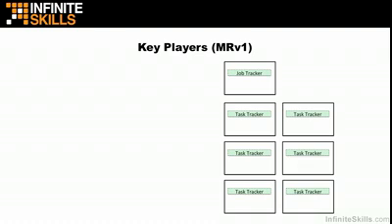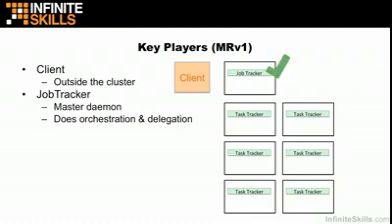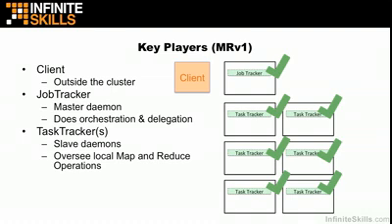First of all, let's look at the key players, and this is in MapReduce version 1. We have the cluster daemons inside the cluster, and we also have a client. For the moment, let's say this client is outside of our cluster. We have a job tracker daemon, which is the master daemon, and it does orchestration and delegation of the jobs. We also have one, or more likely many, individual task trackers, each running on a separate machine. These are the slave daemons, and they oversee local map and reduce operations.